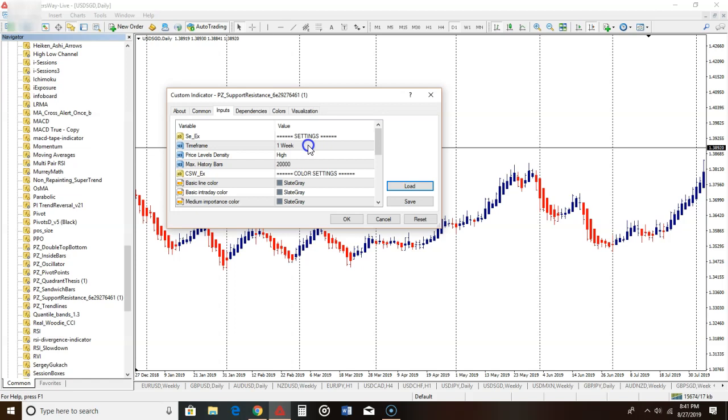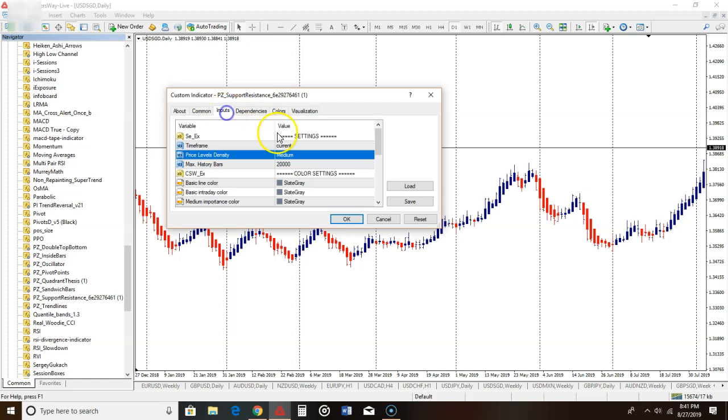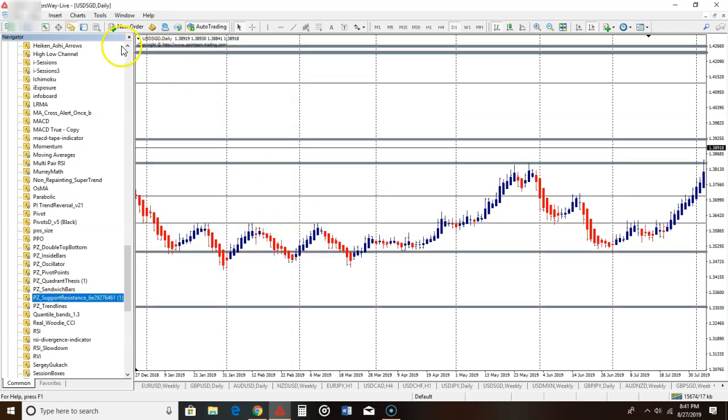Now, if you only want to add this indicator to your charts one time, and you want it to show up as support and resistance on the time frame that it's on, then all you have to do is come here and select current. Depending on the density level, or how many lines you want on the chart, you can choose medium, medium high, medium low, or low. I choose medium or medium low because I don't like too many support and resistance lines on my chart, but for the sake of this example, let's keep it on medium. We want it on current, visualization, all time frames.